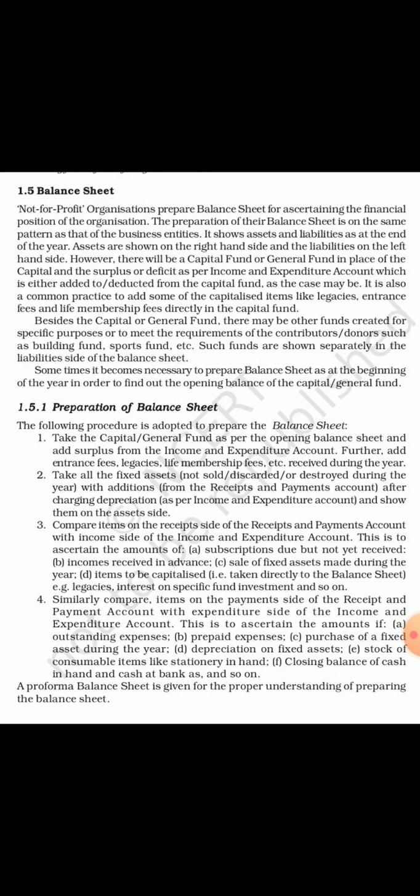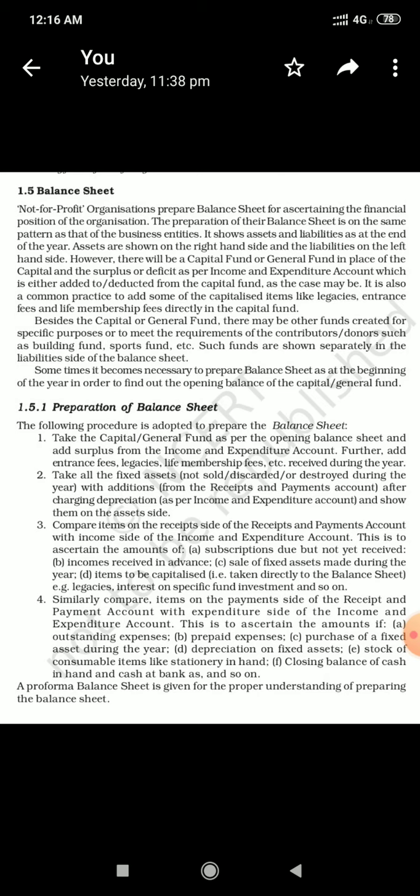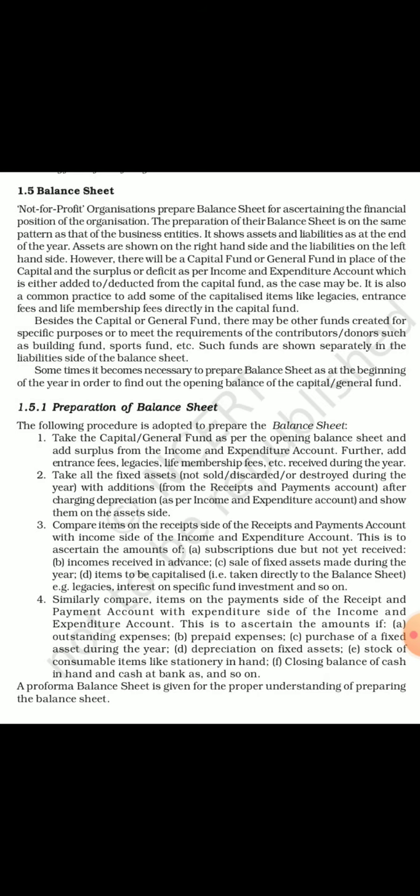Then we are going to see life insurance fee, legacy, life membership fee, and other types of capital receipts. Next, take all fixed assets from the old balance sheet, then add new assets purchased during the year, then less any assets we sell, and then less depreciation.